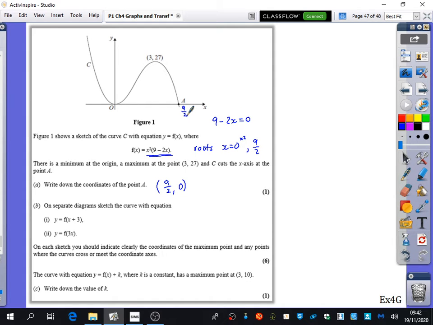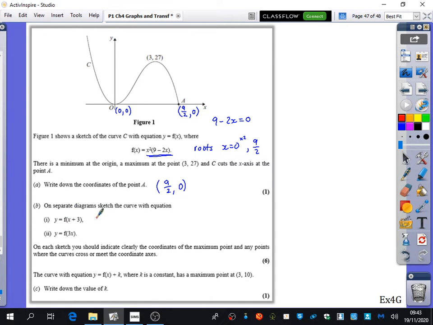It then says on separate diagrams, sketch the curve with equation y equals f of x plus 3. Now before we do this, I like to go to the diagram and label where all of my key features are. So we've got coordinate A, which is 9 over 2, 0. This maximum point, which is 3, 27, and this minimum point, which is 0, 0. So what is this going to do to the coordinates, this f of x plus 3, Manayam?